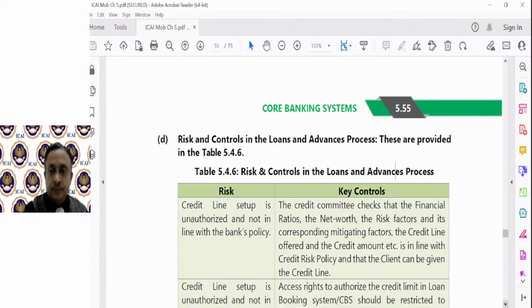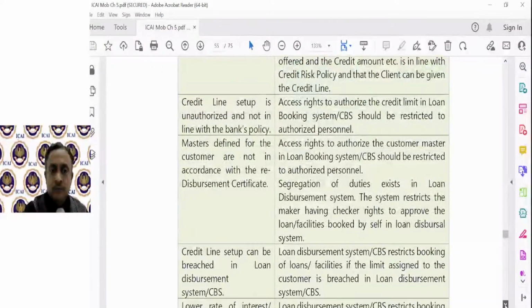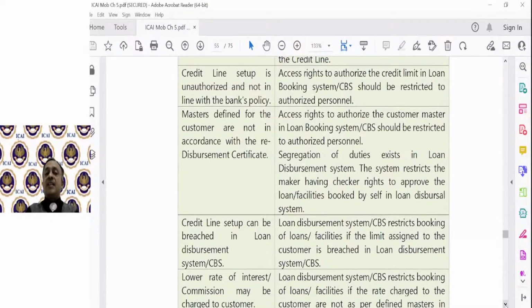Then master defined for customer are not in accordance with the pre-disbursement certificate. We have talked about this. Access right to authorized customer master in loan booking system, core banking system should be restricted to authorized persons. SOD exists in loan disbursement system. The system restricts the maker having checker rights to approve the loan facilities booked by itself in loan disbursal system. So how you are going to go about it, how you are going to do it. So that is very important. Whatever there is in pre-disbursement certificate, it has to be properly incorporated in the banking system.